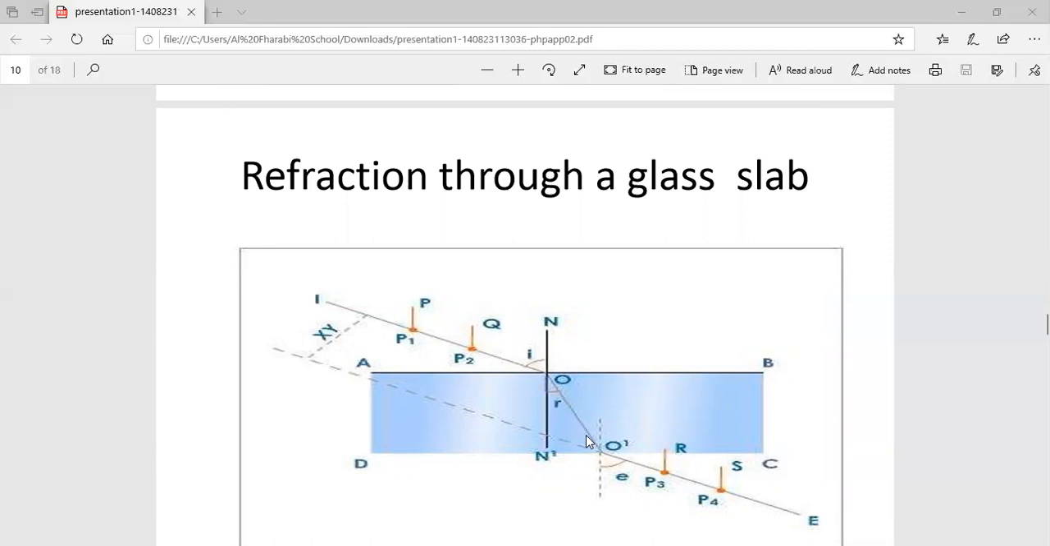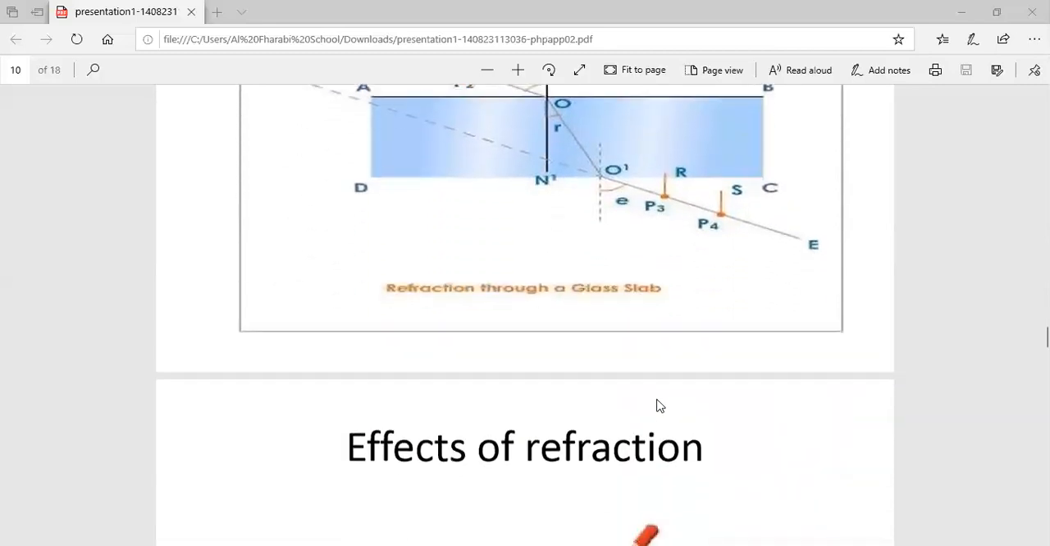What will happen again to the light? It's going to refract again, by angle E. So the angle of refraction here is bigger than that angle of refraction. And it's so big. Why? Because the light now is entering the air. And we said before that the speed of light in air is so much faster than the speed of light in glass. So the angle of refraction will be bigger than the angle of refraction inside the glass.